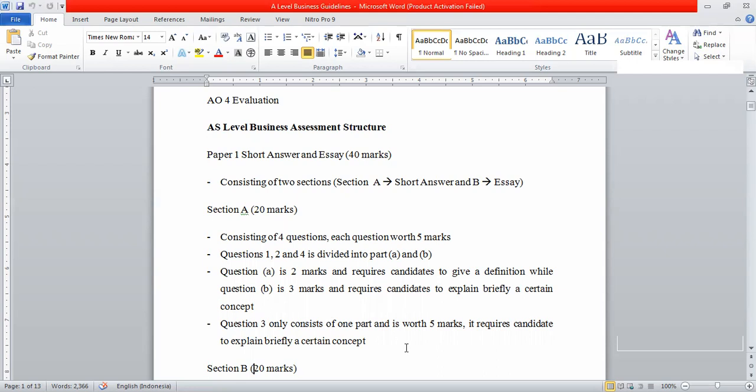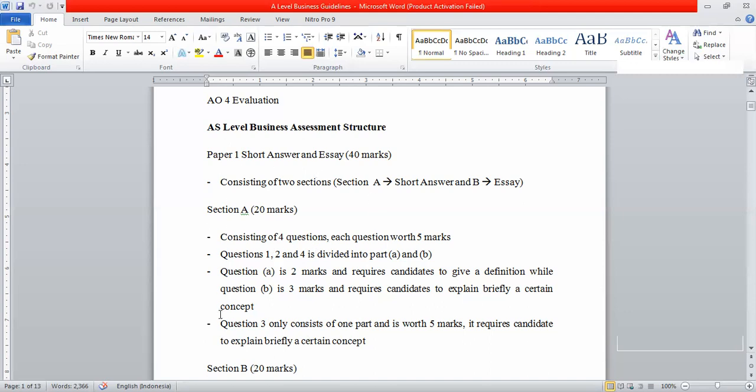For question 3, since they combined it into 1 question worth 5 marks, the strategy would generally be the same. You can give a general definition or general idea of the question being asked, and then explain it. Usually they will award a maximum of 1 mark for the definition that you give, and the remaining 4 marks should focus on the explanation of what is being asked. So this is for section A.